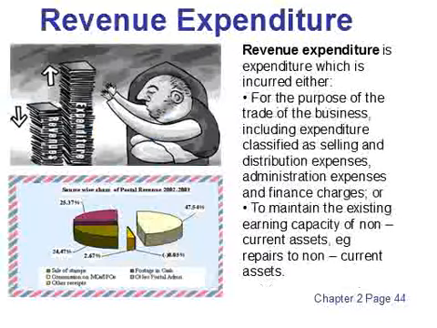Revenue expenditure. Revenue expenditure is expenditure which is incurred either for the purpose of the trade of the business, including expenditure classified as selling and distribution expenses, administration expenses and finance charges, or to maintain the existing earning capacity of non-current assets, for example repairs to non-current assets.